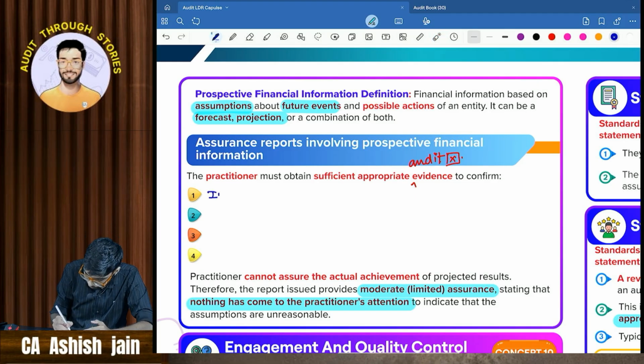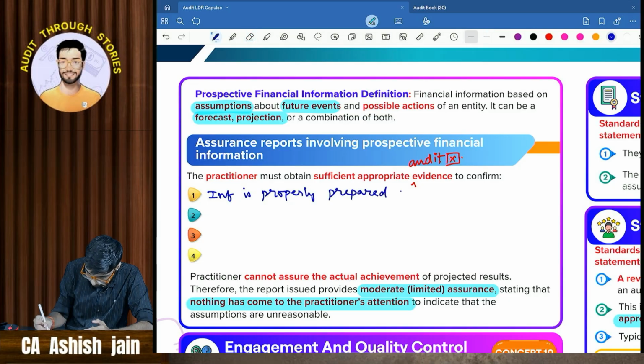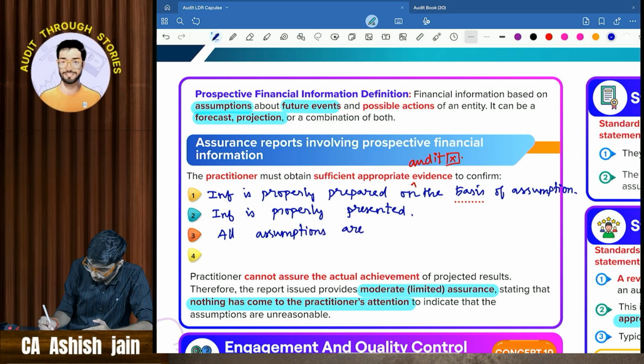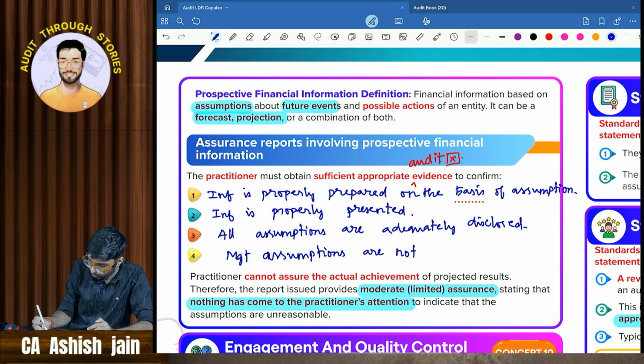One is, information is properly prepared on the basis of assumption. Information is properly presented, all assumptions are adequately disclosed, and management assumptions are not unreasonable. Okay, so these 4 points.